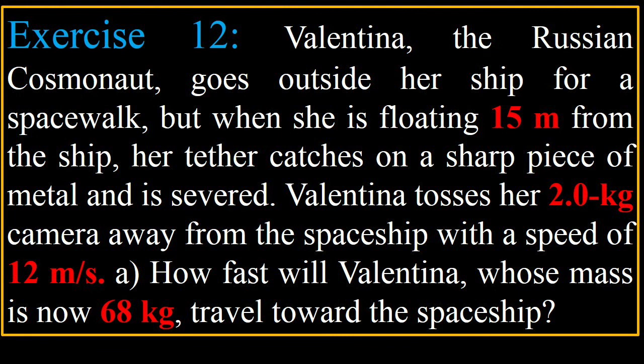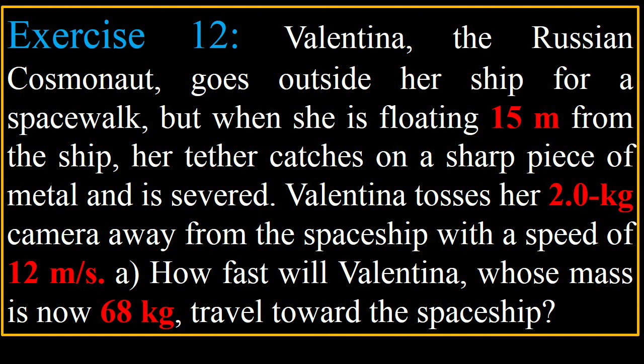Exercise 12 reads, Valentina, the Russian cosmonaut, goes outside her ship for a spacewalk, but when she is floating 15 meters from the ship, her tether catches on a sharp piece of metal and is severed. Valentina tosses her 2-kilogram camera away from the spaceship with a velocity of 12 meters per second. How fast will Valentina, whose mass is now 68 kilograms, travel toward the spaceship?